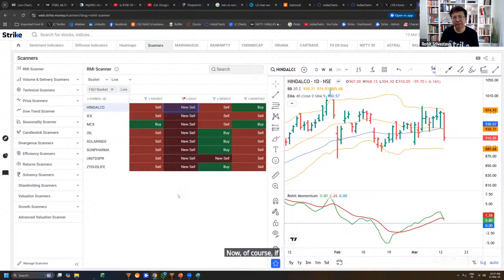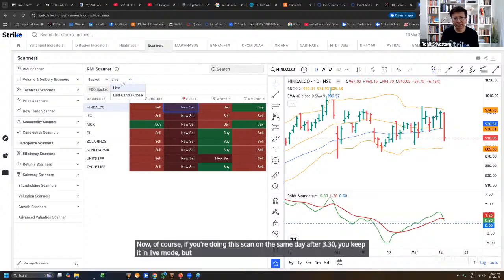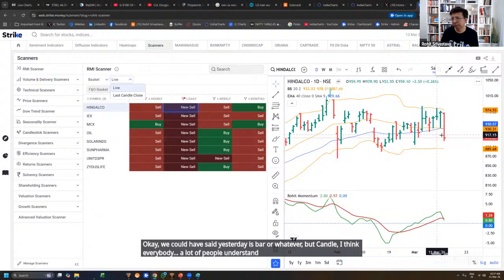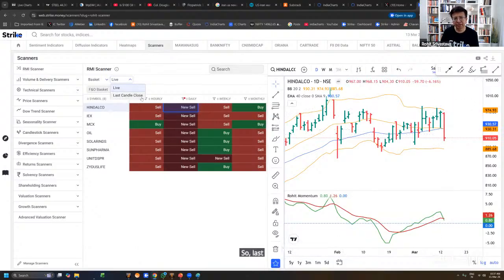Now, of course, if you're doing this scan on the same day after 3:30, you keep it in live mode. But if you're doing it next day in the morning at 8 a.m., you want to run it on last candle, right? Yesterday's candles, wherever they closed. We could have said yesterday's bar or whatever, but candle, I think a lot of people understand. It simply means the previous day, basically. So on last close means previous day's closing, where were the buy signals or where were the sell signals? So I can choose last day, but I use live mode most of the time.